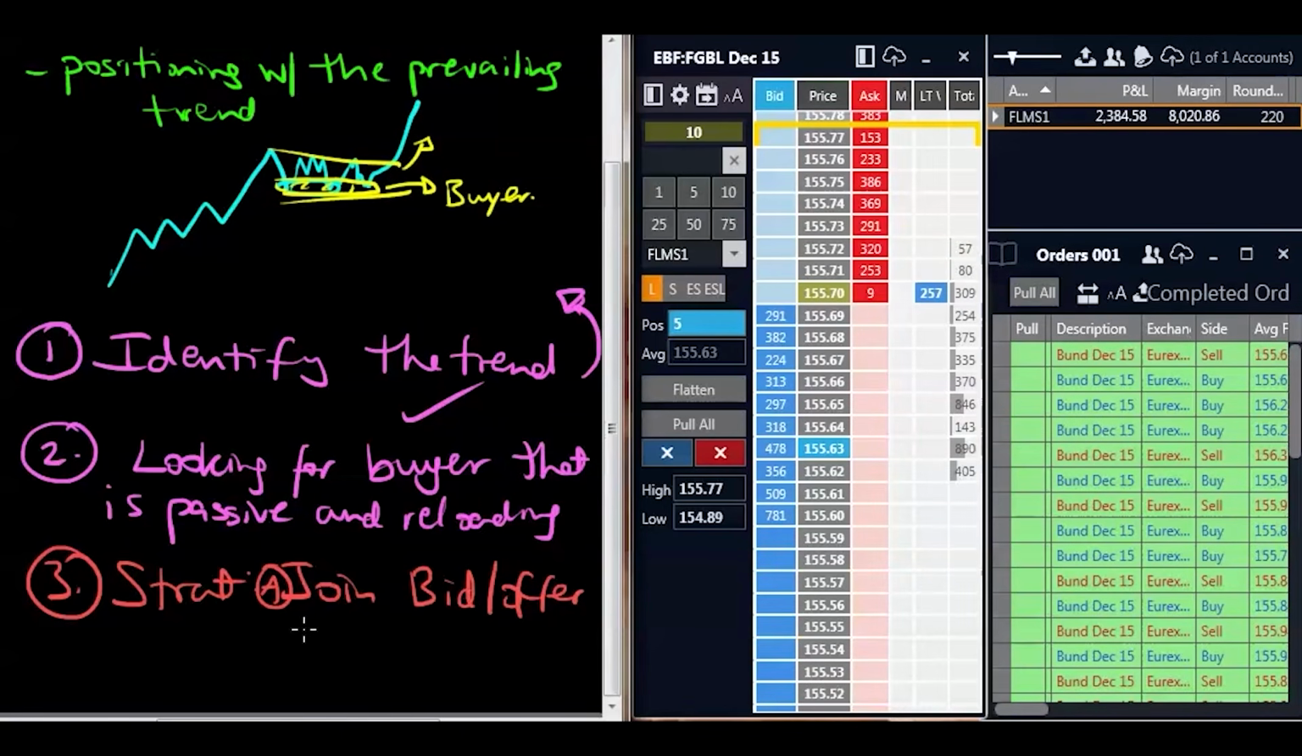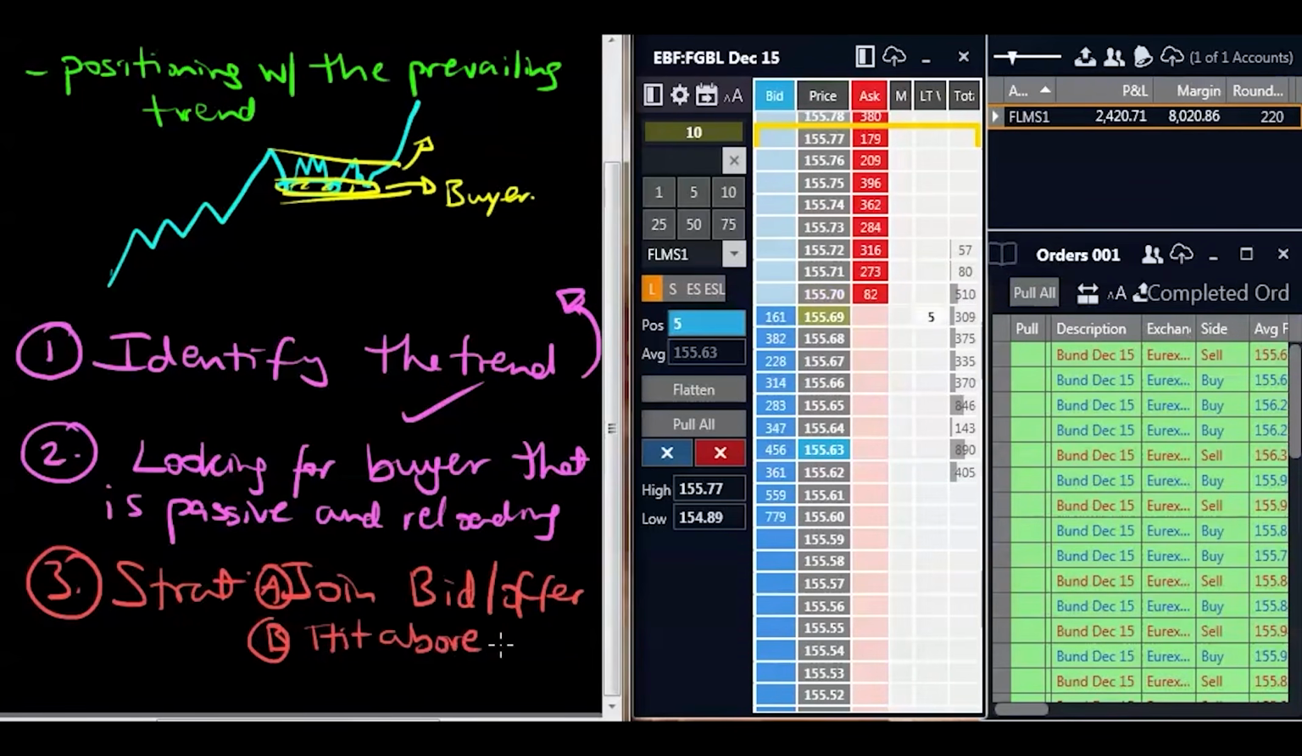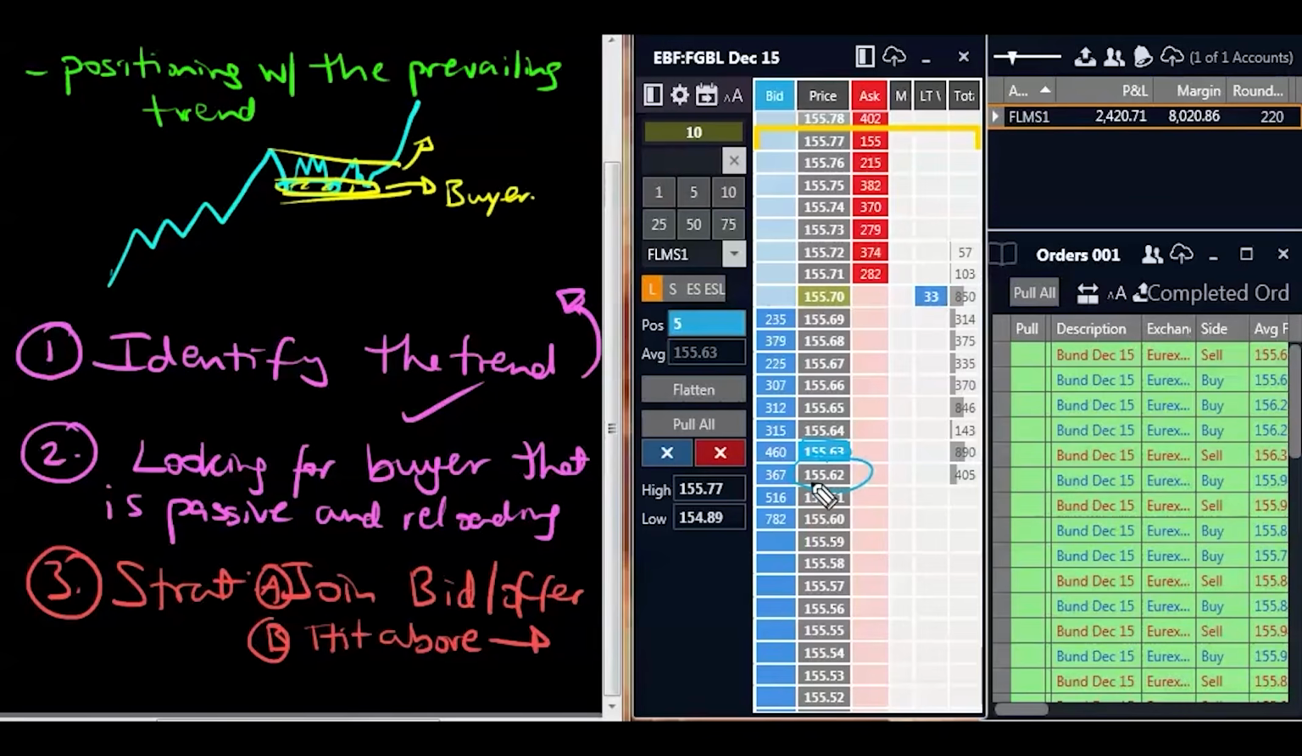That obviously could depend on whether you want to be aggressive or not. So if you're passive, you could join the bid that is actually reloading, or B, you could be a bit more aggressive and hit above. And that's what we actually did in this example. He was reloading at 62s, and we actually hit 63s at market. So we lifted 63s. Conversely, you could have been actually just joining the bid at 62s once you saw the reloading.